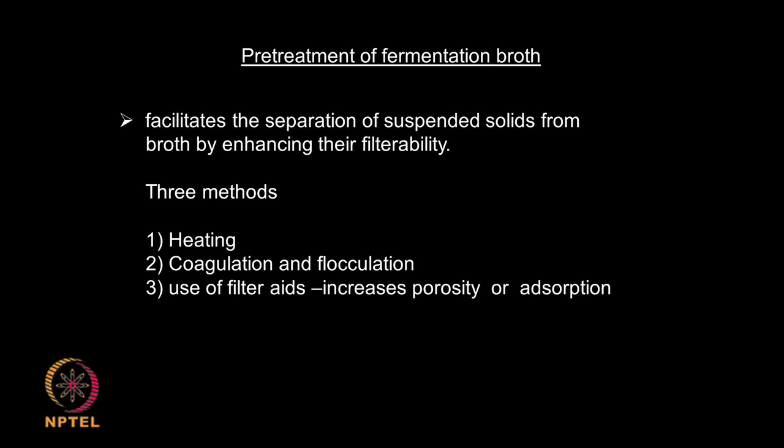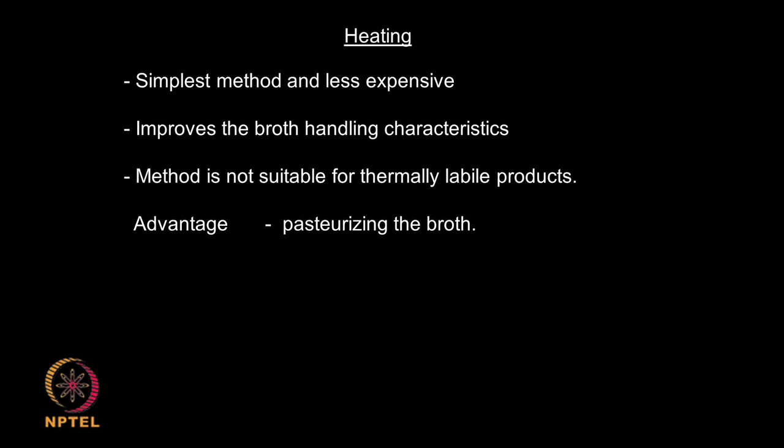You could heat the slurry so that it becomes easy for filtration, or you can add a coagulating or flocculating agent so that the filtration is very easy, or we can use something called filter aids, which will prevent the compression of the bed or improve the porosity of the bed so that the filtration process is fast and reasonably good. So these are the three different approaches by which one could perform or improve the process of filtration.